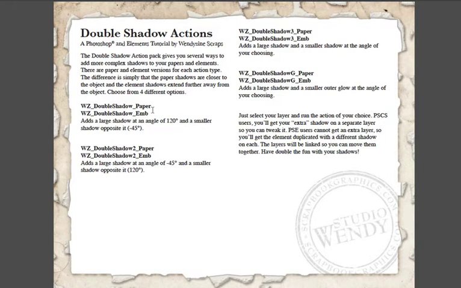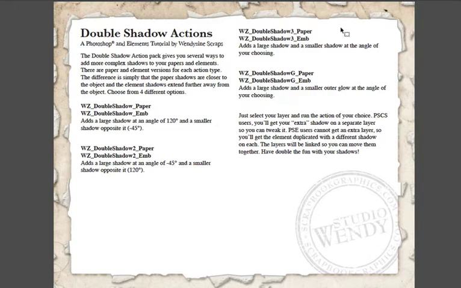So there's 4 different ones in the set, 1, 2, 3, and G. 1, 2, and 3 all use the drop shadow layer effect to add the shadows. And what they end up doing is adding a small one at one angle and a larger one directly opposite it. So number 1 is going to add a larger shadow at an angle of 120 degrees and a smaller one opposite it at minus 45 degrees. Double shadow 2 is going to do the exact opposite of that. You're going to get your large shadow at minus 45 degrees and your small tight shadow at 120 degrees.